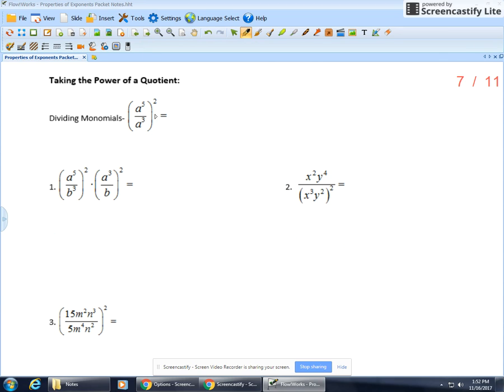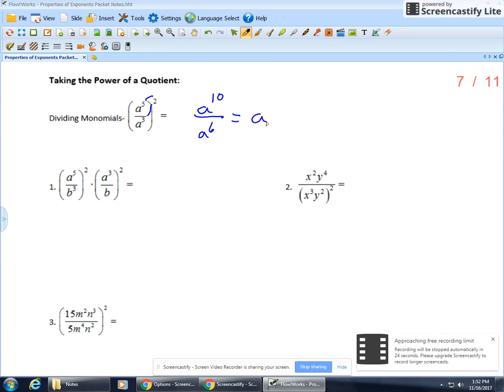Now when you're dividing, same process. You still distribute to each of those exponents. So you're going to get a to the 10th power over a to the 6th power. Subtract those, you get a to the 4th power. Same process.